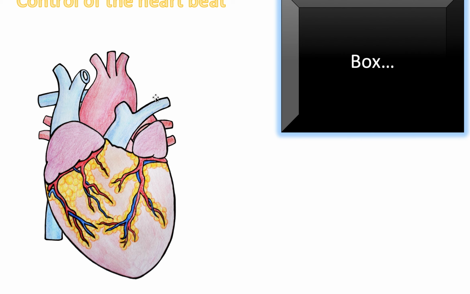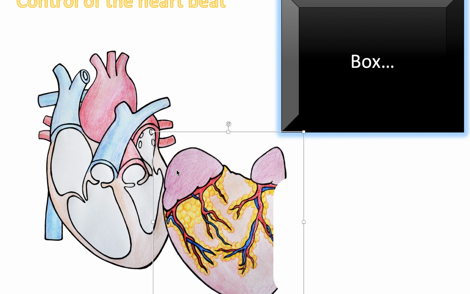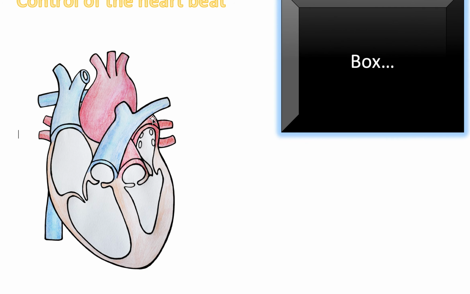So first and foremost, here we've got the heart. We don't care about the outside of the heart. We care about how it looks inside of the heart. So pretend we slice the heart right open so we can see what's on the inside.